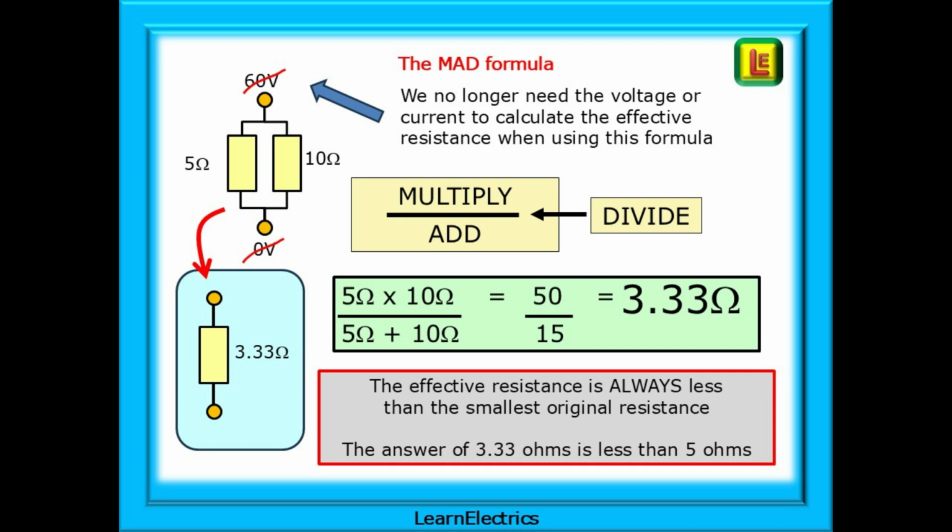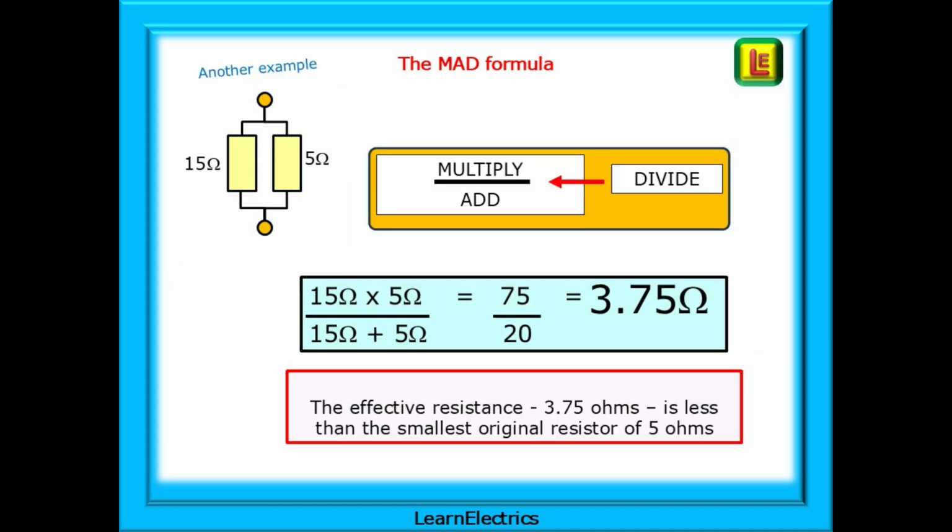A good way of checking your calculation is that the effective resistance is always less than the smallest original resistance. The answer shown here of 3.33 ohms is less than the 5 ohms of the original resistances. Another example, and again the effective resistance, the answer, is less than the smallest original resistance. We could replace these two parallel resistors with just one resistor of 3.75 ohms.